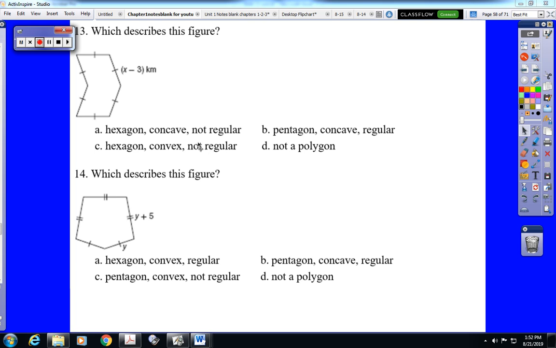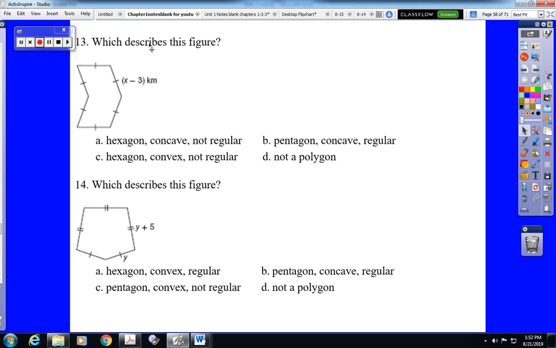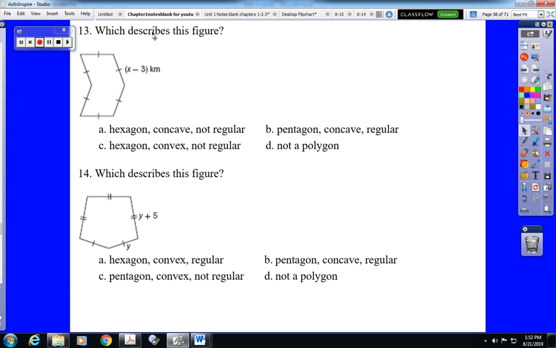We have there a six-sided polygon, right? So this is a hexagon. This is a six-sided polygon, which means it is a hexagon, and it is a polygon. So right off the bat, we can eliminate B because it's not a pentagon, and D because it is a polygon. That leaves A and C. Those are the only ones that describe a hexagon.